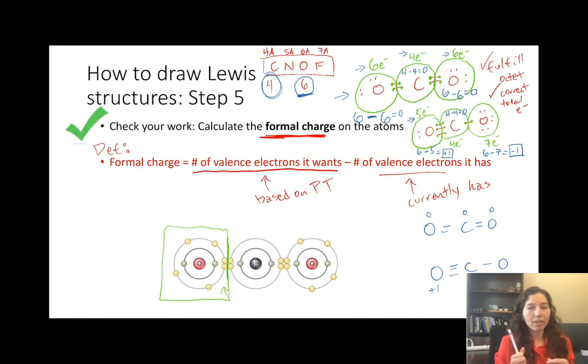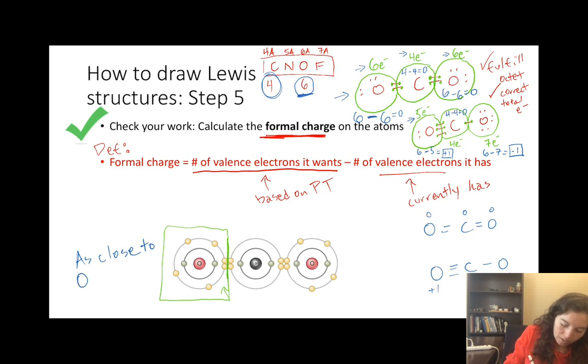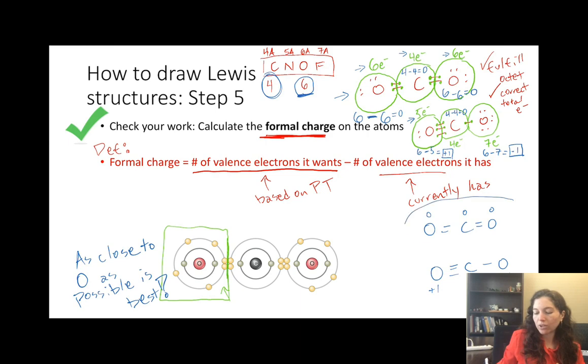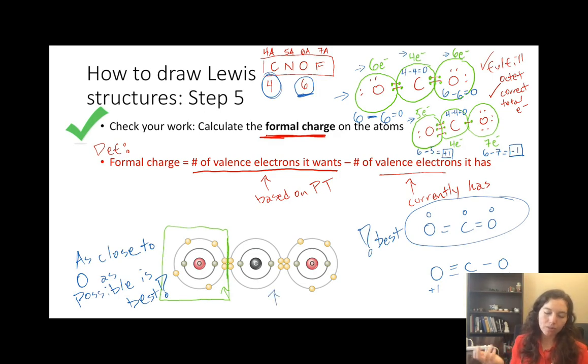One of these structures is definitely different from the other based on these formal charges, and one of them is definitely better than the other. So when you calculate formal charges, you want them to be as close to 0 as possible. So based on this rule, that means that this structure is the best structure. It's the one that's going to win out. And you can see it pictured here.